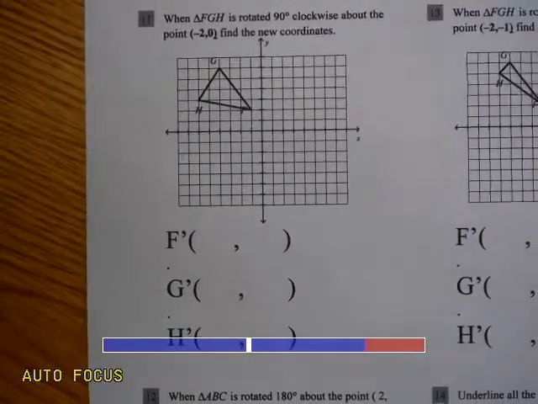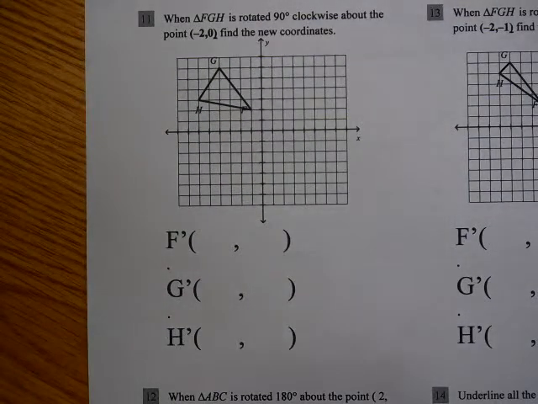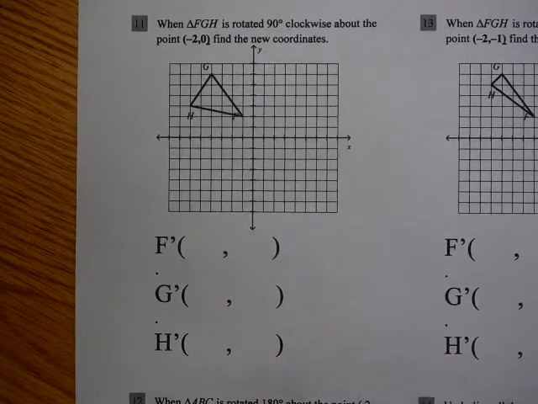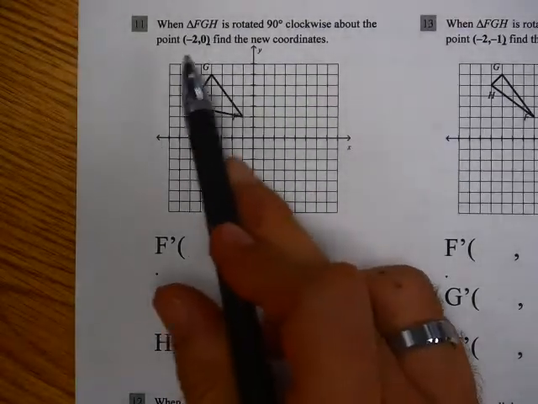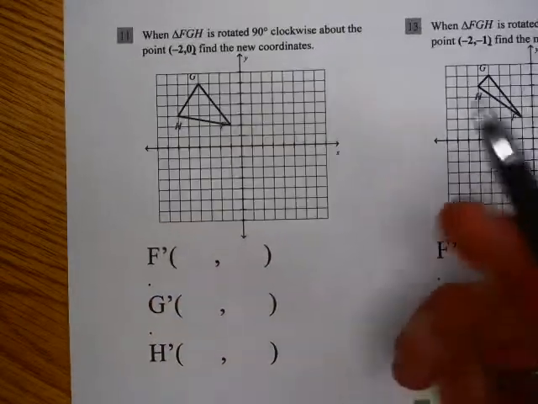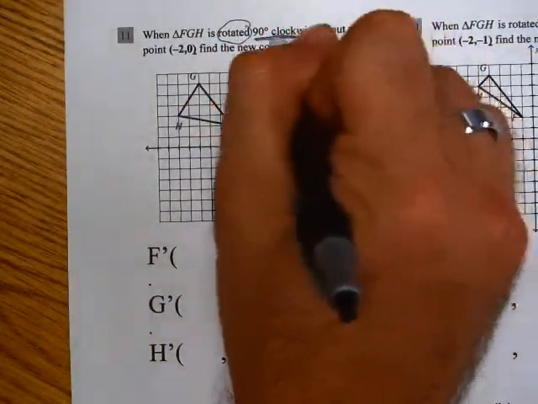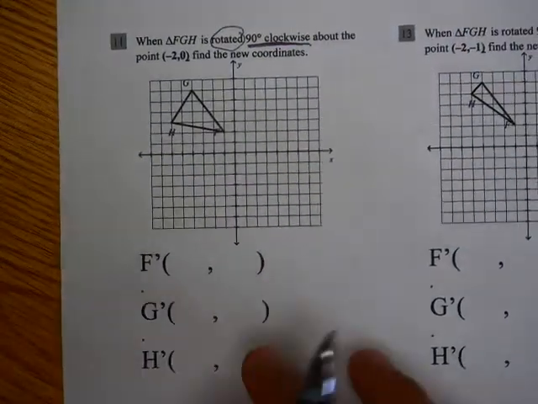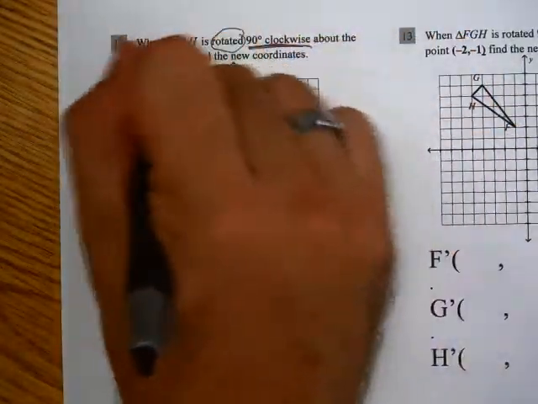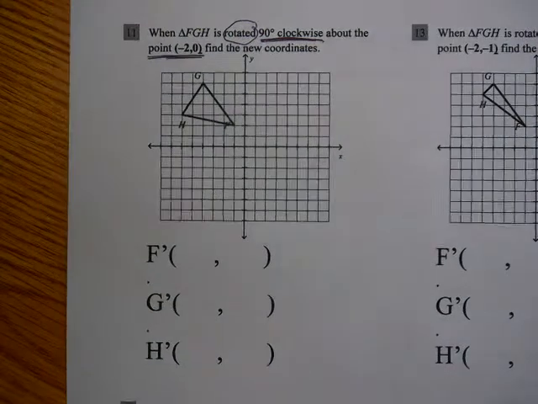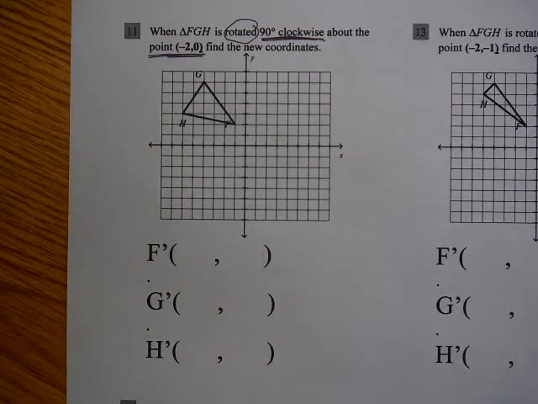Now for number 11. Triangle FGH is rotated 90 degrees clockwise about the point negative 2, 0. This is the thing that's going to be different about this. Big keyword, rotated. Second part, 90 degrees clockwise. About the point negative 2, 0. Find the new coordinates. I'm going back to my trusty tracing paper.